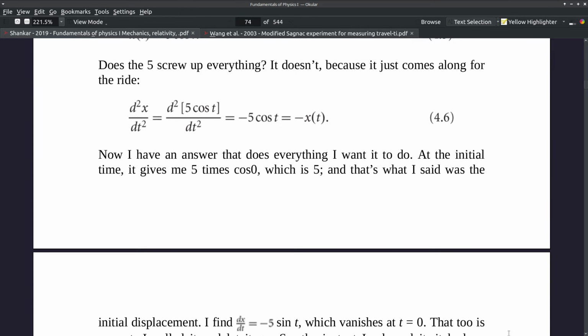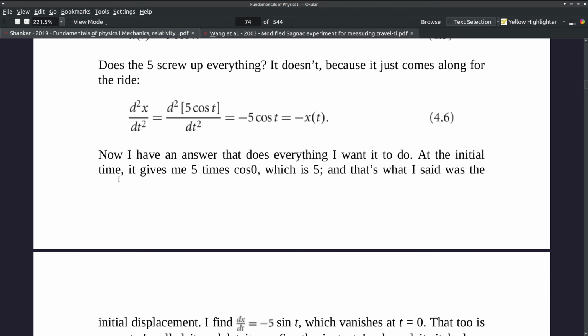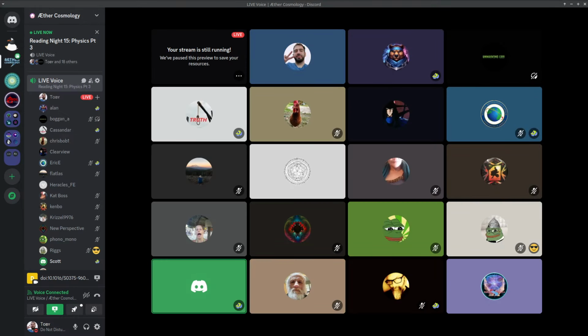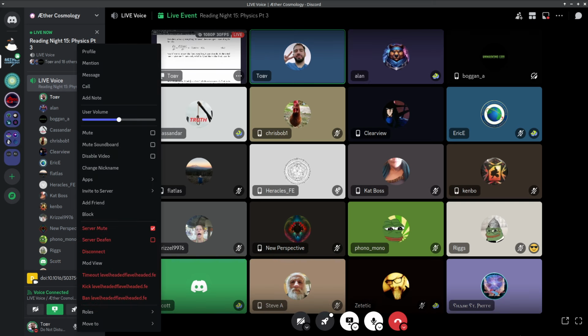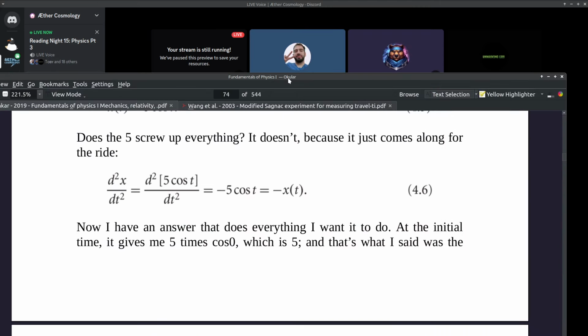Popcorn, Scott? Okay. Yeah. Pardon me. Does the 5 screw up everything? It doesn't, because it just comes along for the ride. So the second differential of x is that? What, the 5? Was there a question? No, you're good. Sorry about that. All right. What's that? Oh no, that's cool.